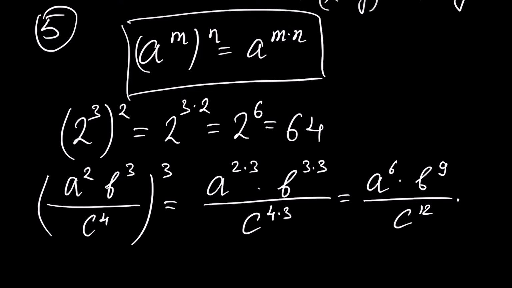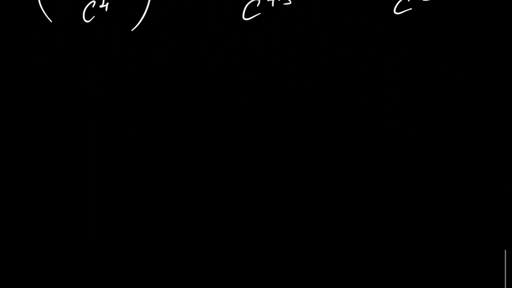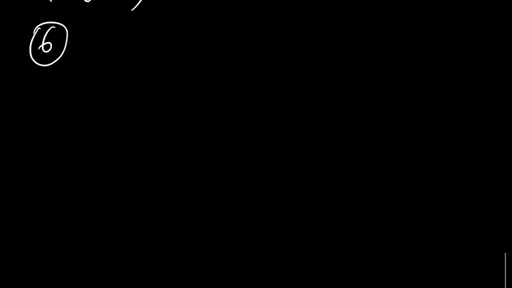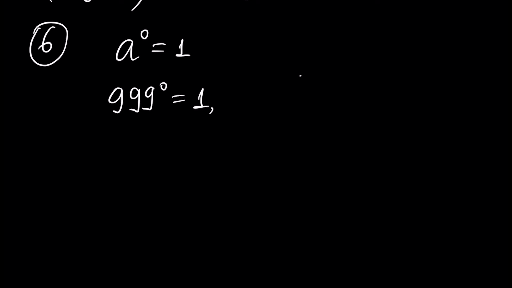Next example, next law number 6. Any number to the power 0 is equal to 1. It can be, for example, 999 to the power 0 is 1. 2 over 3 to the power of 0 is 1, and so on.